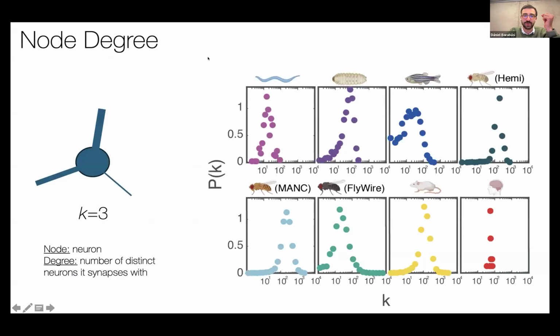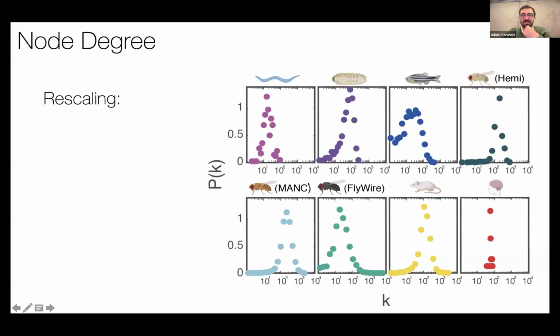But again, when we looked at node degree, it seemed to be none of these. So in order to validate our first point, that these distributions look pretty similar to each other before determining what they are, we decided to rescale them. And basically what this means is that for each of these distributions, we'll subtract the mean of the distribution and divide by the standard deviation.